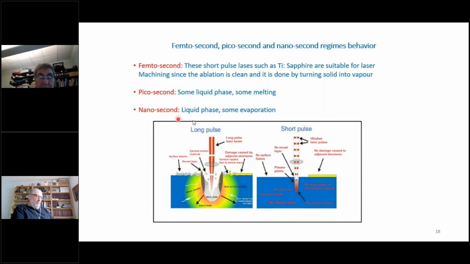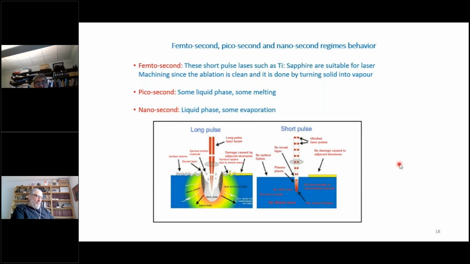But once you go to longer pulses, you have all kinds of liquid physics effects taking place. You can see surface debris, you can see ripples due to shock wave. You can basically see all kinds of new liquid physics effects taking place there, and some ejected molten material. And this is not as clean as the one on the right side.